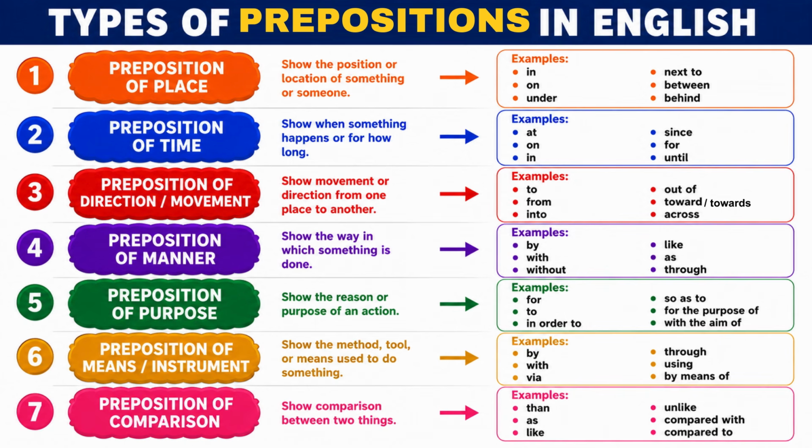Let's begin. First, prepositions of place. These prepositions show where something or someone is located. Examples include in, on, under, next to, between, and behind. They help us describe position and location. Let's practice some simple sentences.